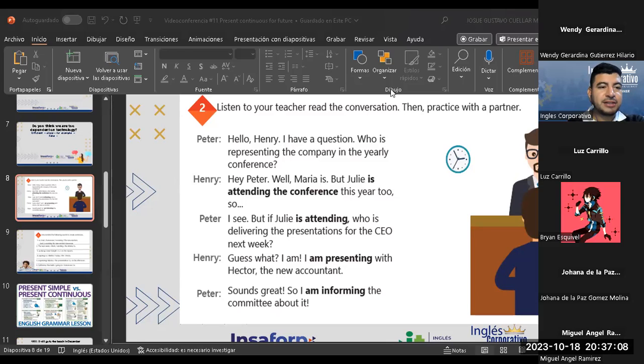Peter and Henry have this conversation. Hola, Henry. Tengo una pregunta. ¿Quién va a representar la compañía en la conferencia anual? Hey, Peter. Bueno, María es la que va. Pero Julie va a atender la conferencia este año también. Así que ya veo. Pero si Julie va a atender la conferencia, ¿quién va a entregar las presentaciones para el gerente general la siguiente semana? Adivina quién. Guess what significa adivina qué. Yo voy a presentar con Héctor el nuevo contador. Suena genial. Entonces, voy a informar al comité sobre esto.